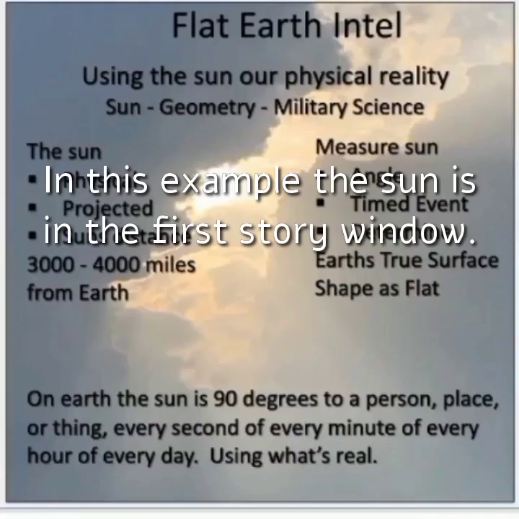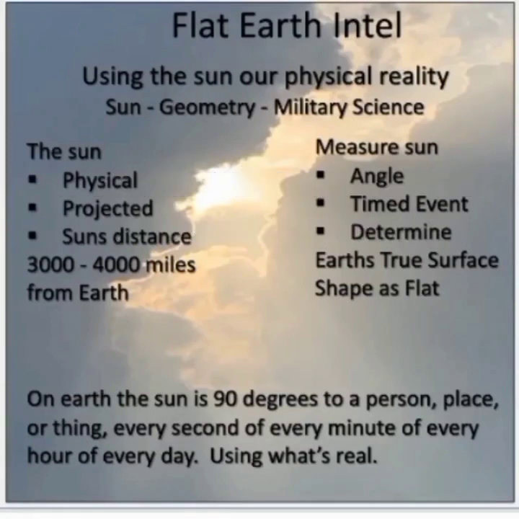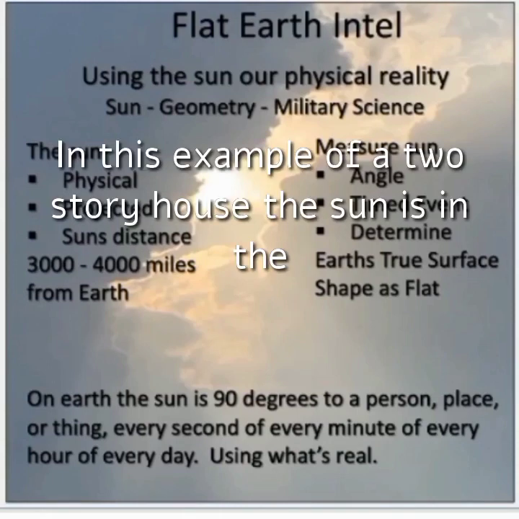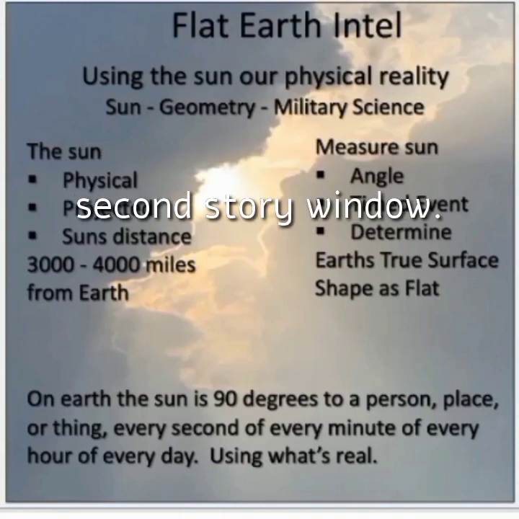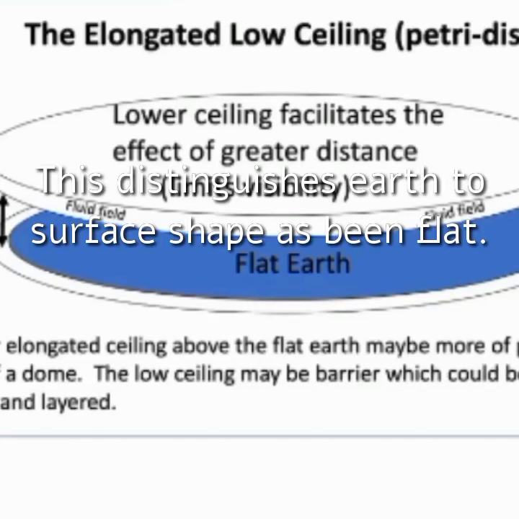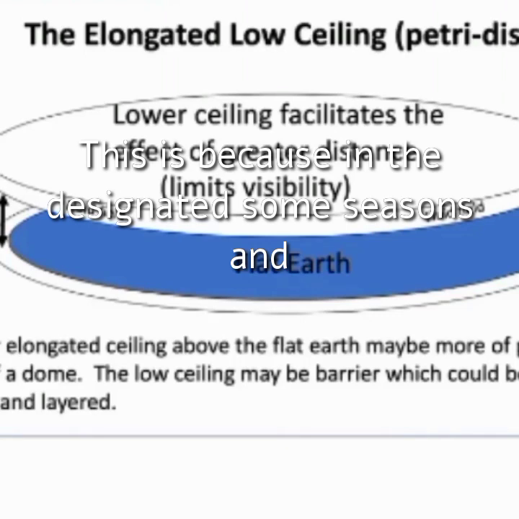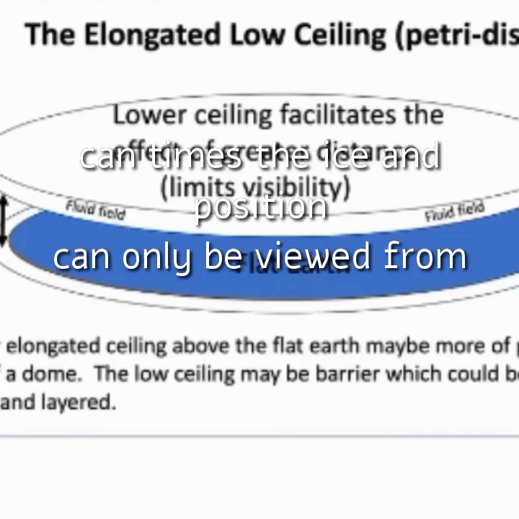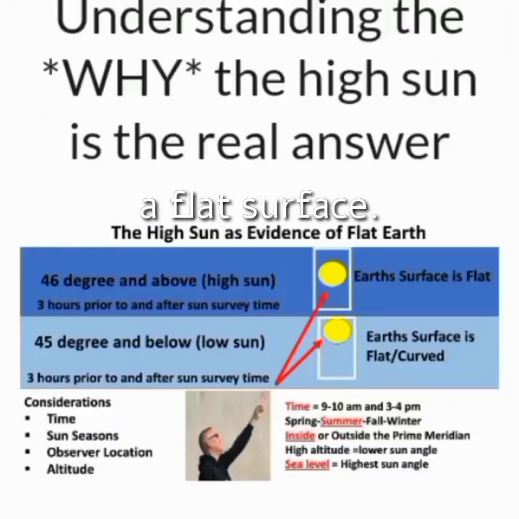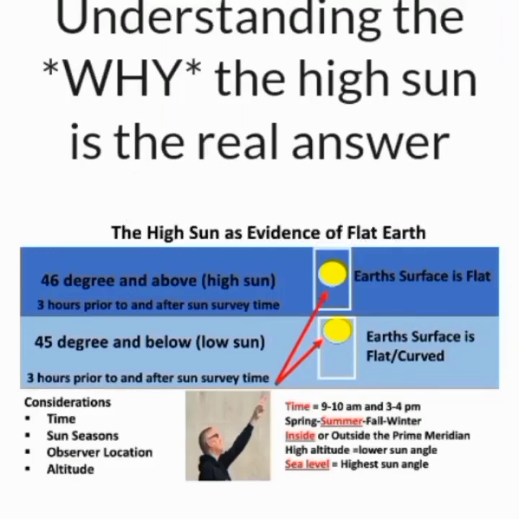In this example, the Sun is in the first story window, distinguishing Earth's true surface as flat. In this example of the two-story house, the Sun is in the second story window. This distinguishes Earth's true surface shape as being flat. This is because in the designated sun seasons and times the high Sun position can only be viewed from a flat surface. Finding out the why is the next step.